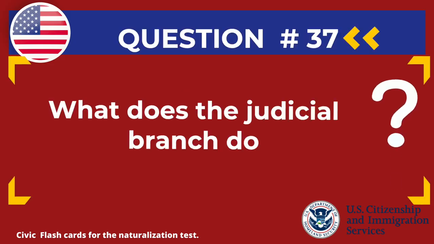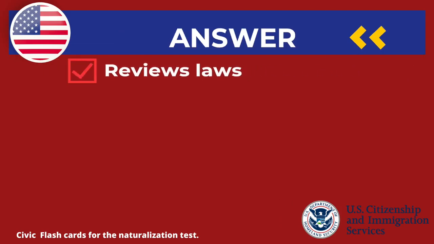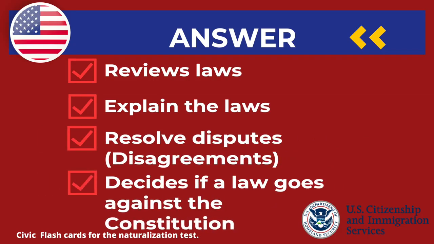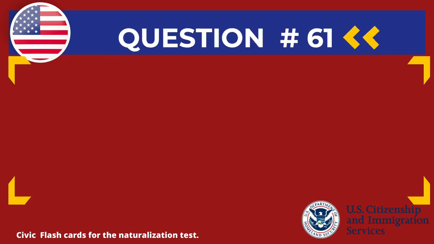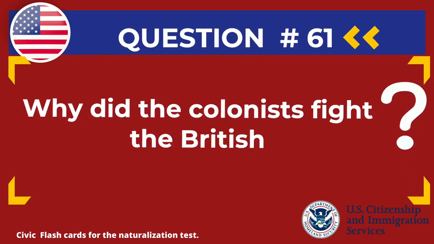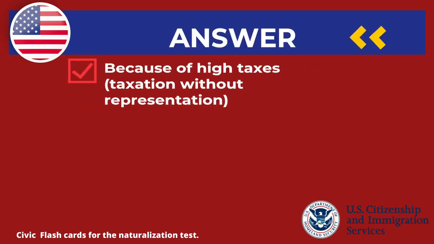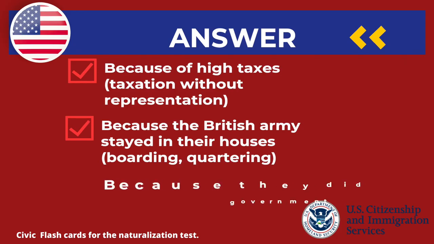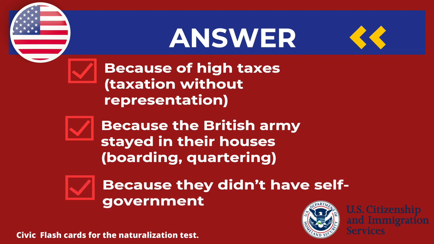What does the judicial branch do? Reviews laws, explains laws, resolves disputes, disagreements, decides if a law goes against the Constitution. Why did the colonists fight the British? Because of high taxes, taxation without representation. Because the British Army stayed in their houses, boarding, quartering. Because they didn't have self-government.